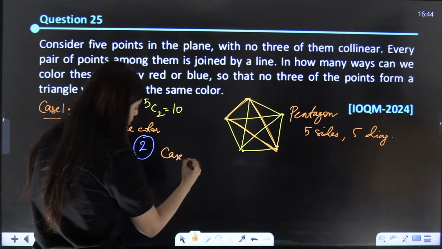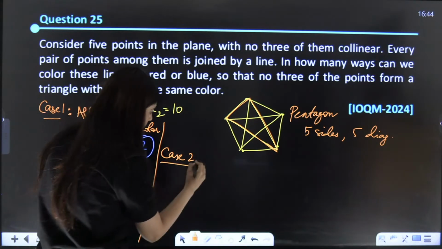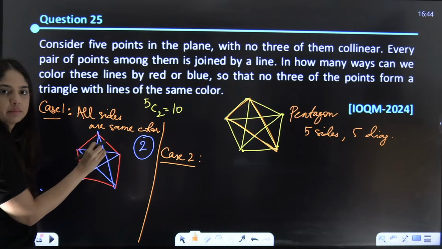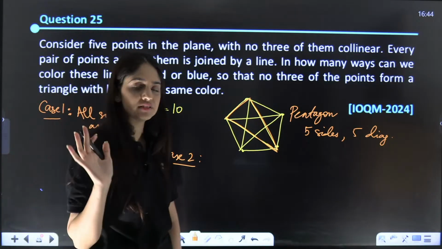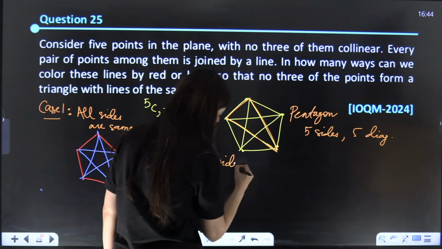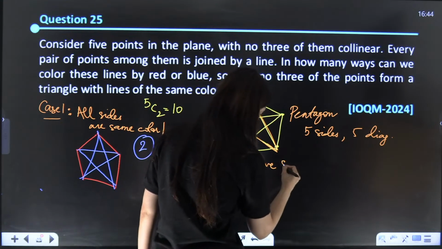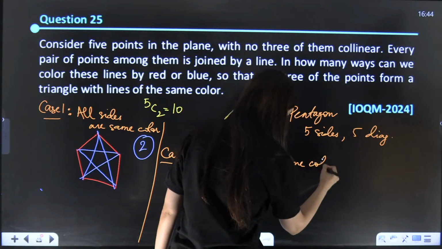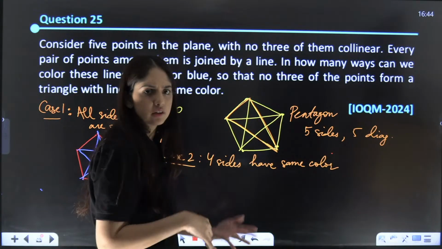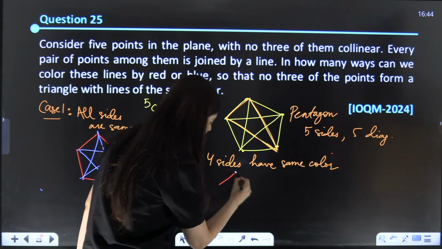Case 2. Now let's say 4 sides are the same color. So let's say 4 sides have the same color. I'm choosing red. It can also be blue. We will count that again.